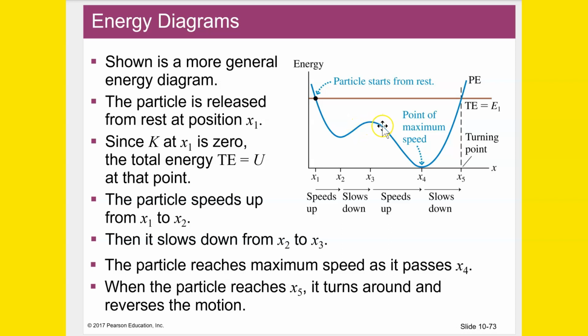Then the potential energy is decreasing again, so the kinetic energy is increasing. And at x4, it reaches the absolute minimum for potential energy, which in this case would be the absolute maximum for kinetic. And then when it goes up here, the potential energy is increasing again, so the kinetic energy is decreasing.